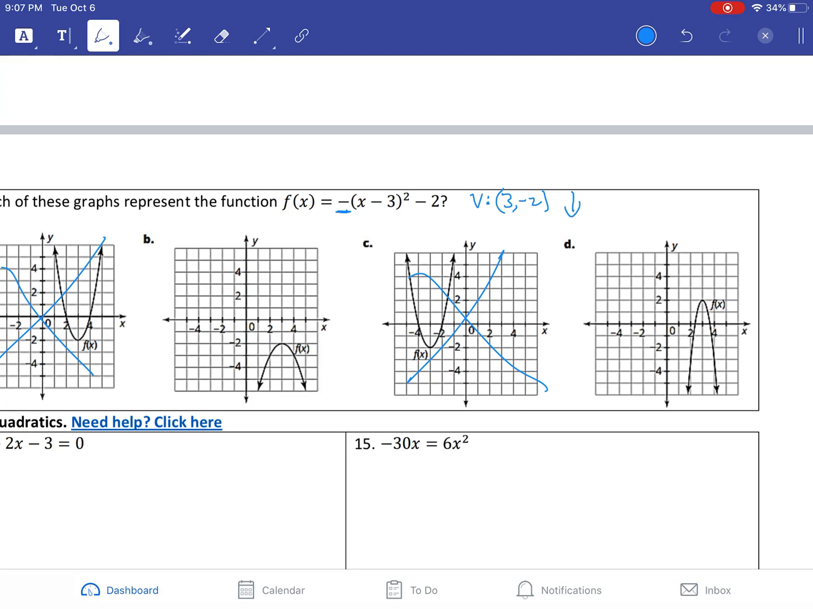So the other two work as far as the directionality. They are both concave down, but now we've got to match the point. Since it's (3, -2), this graph here is at (3, -2), so B would work. D is at (3, positive 2), so this would also not work. So B is your only answer.